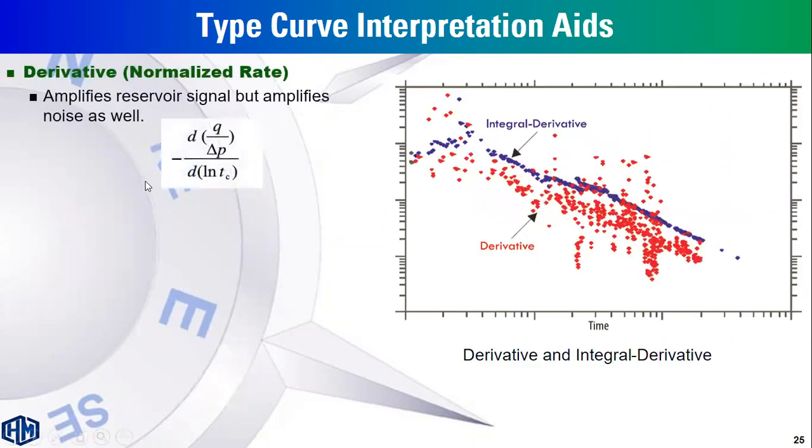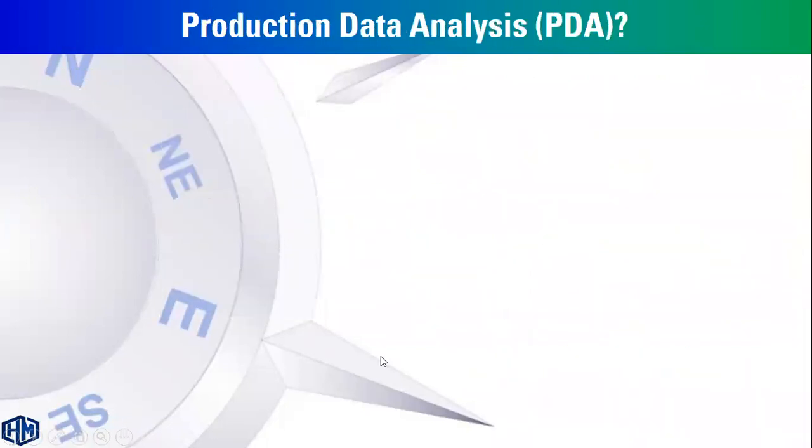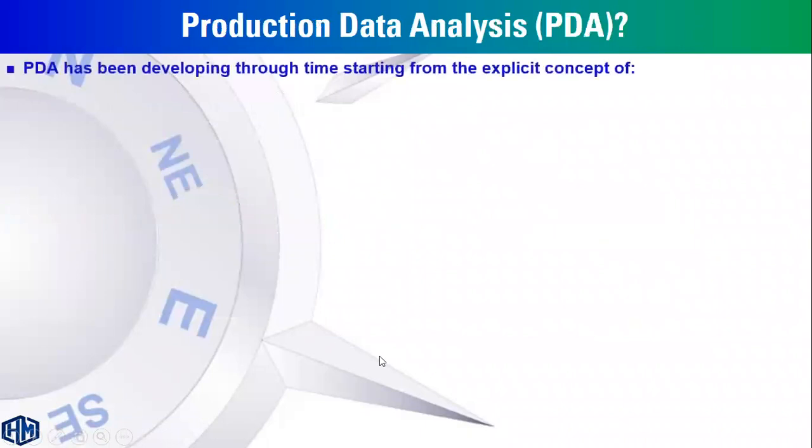So let's say we have the derivative, as you can see, of this relationship Q over delta P. We have this data scattered and highly noisy. That's why we have a new definition, which is the integral derivative. As you can see, we have more smoothing in the data, which can be valid for interpretation of rate transient analysis.